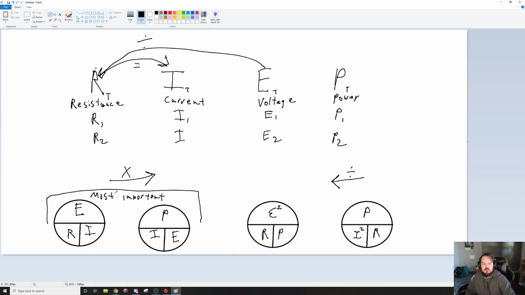I didn't misspell that. You didn't see that. Okay, these two are the most important. This one's good to know. And then this last one is an alternate.